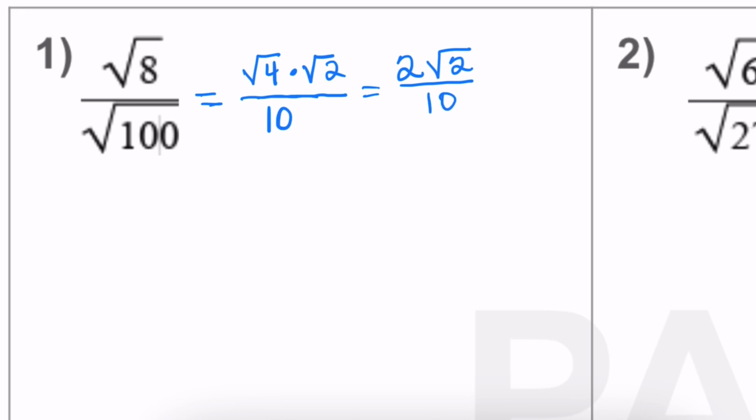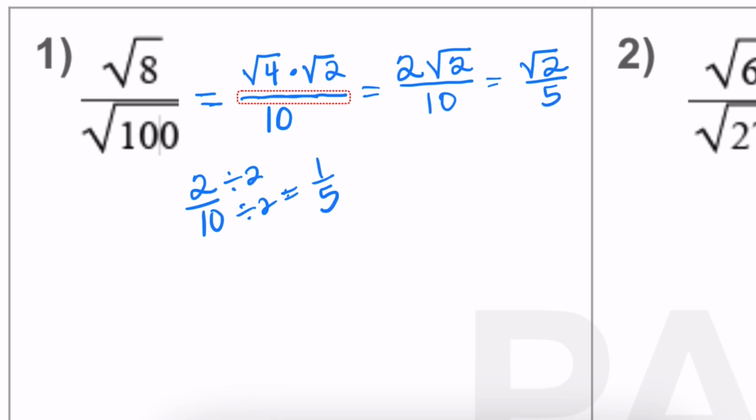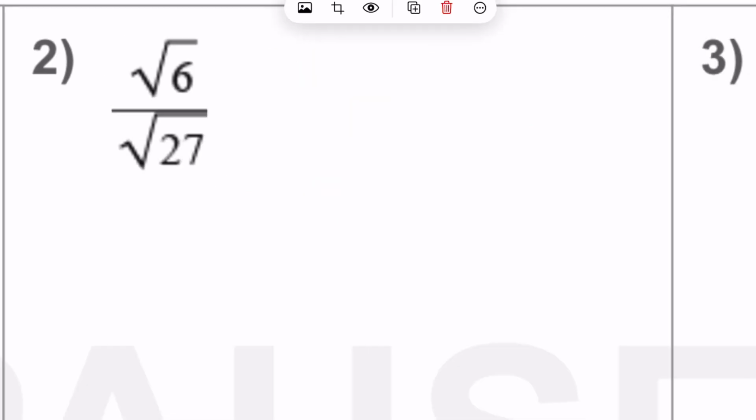Now you have to simplify the fraction part, which is 2 over 10. You would divide them both by 2, and that would be 1 over 5. So your answer would be 1 over 5, but we're just going to put the square root of 2 over 5. We don't need the 1 because we are mature math students. And that's it. For question number 2, we have the square root of 6 over the square root of 27.